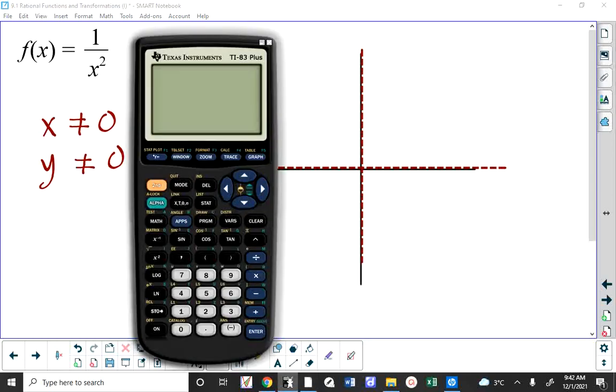Y is equal to 1 over x squared. It looks like that. Now, one of the things you will notice is that there's a lack of symmetry with each curve. The two curves themselves are symmetrical. I'm going to change the window settings here.